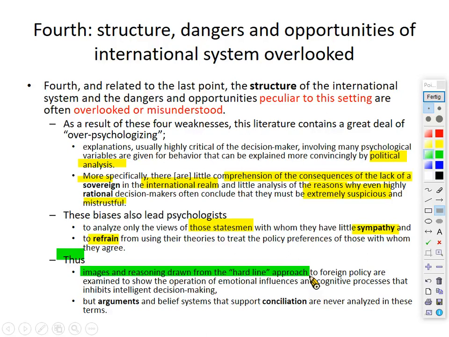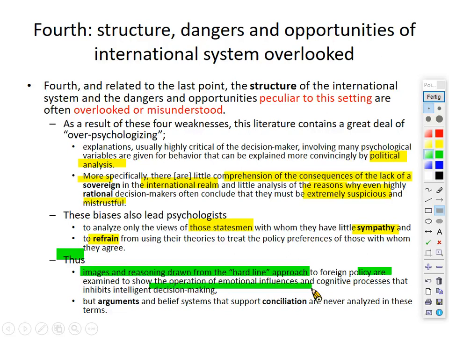But if you were my friend, I would not analyze you. Why? Because I don't want to antagonize you, because we are friends, right? So you can imagine this. All the analyses are based on this kind of hardline approach. And this can show some kind of problem. They are examined to show the operational emotional inference in the cognitive process that would inhibit intelligent decision making.